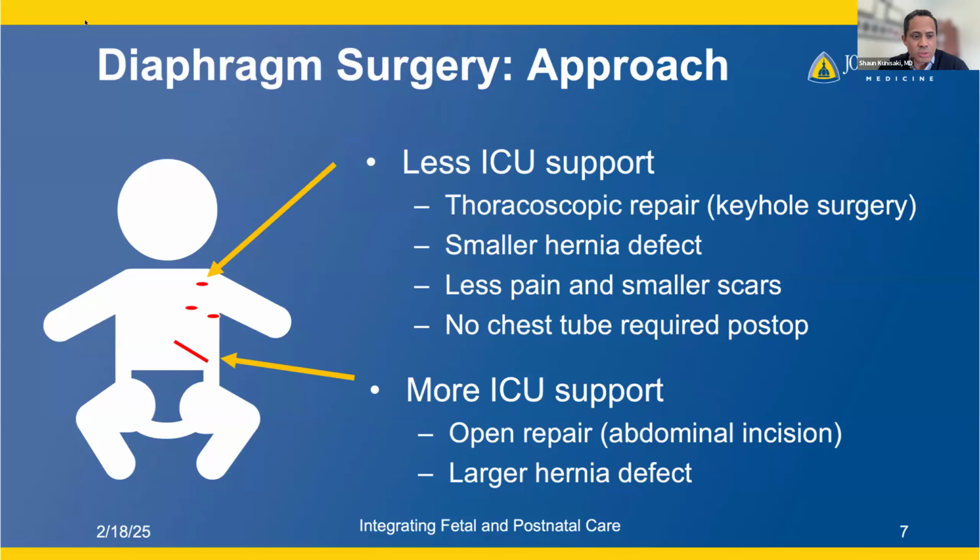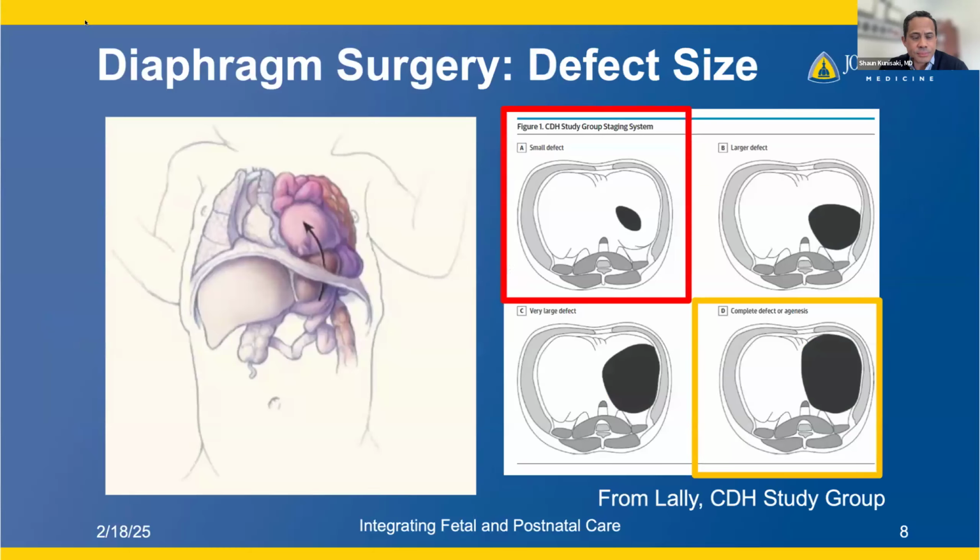Many babies, though, do need considerably more ICU support, and these are children who are suspected to have a much larger hernia defect. And so the traditional or open repair, which is done on the left side for left-sided CDH, is our approach of choice.